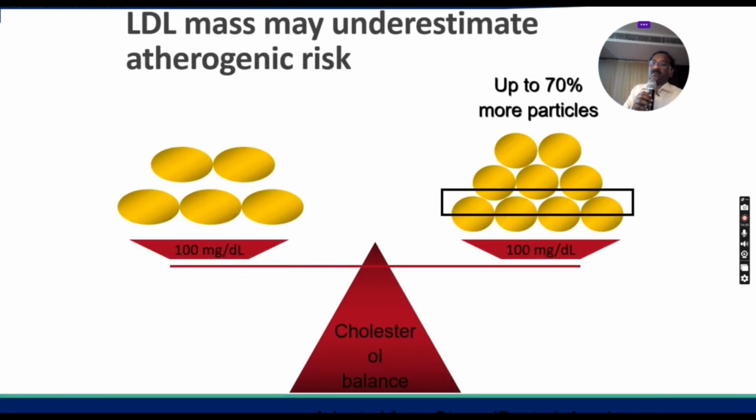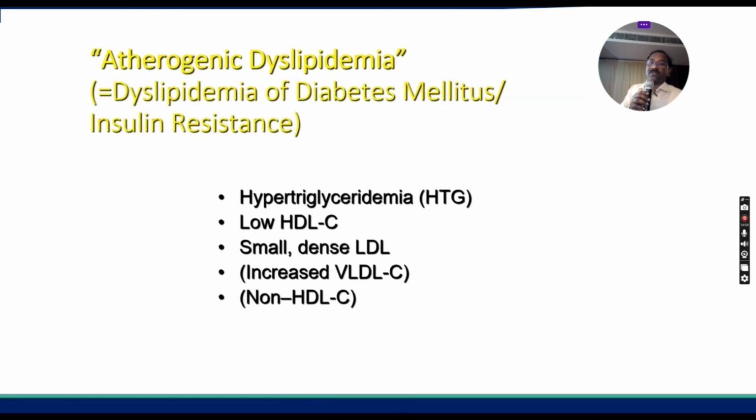See here, in both patients the LDL level is 100 milligrams. But in one it is large LDL, whereas the other group has small and dense LDL. That is very, very atherosclerotic. So even though the LDL appears to be 100 or 90 or 80, it is the number of LDL particles and the density of the LDL that is very important. The greater the number and the denser the LDL, the more atherosclerotic it is.